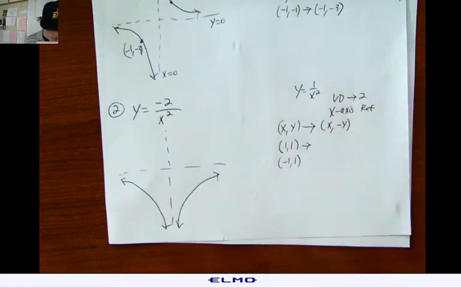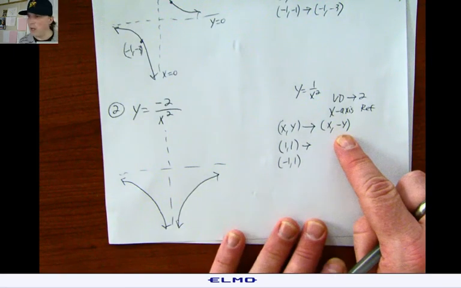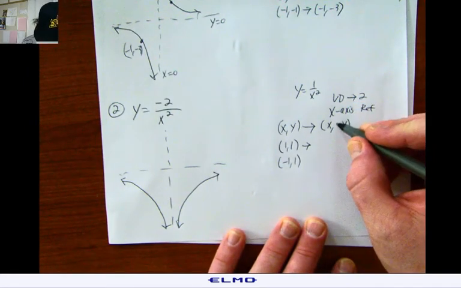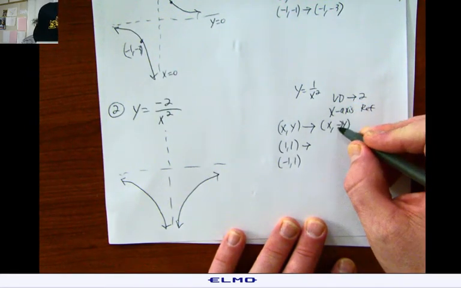Now, what would those key points become? Oops, I messed this up. I put x, negative y, but because of the vertical dilation of 2, it would be x, negative 2y.